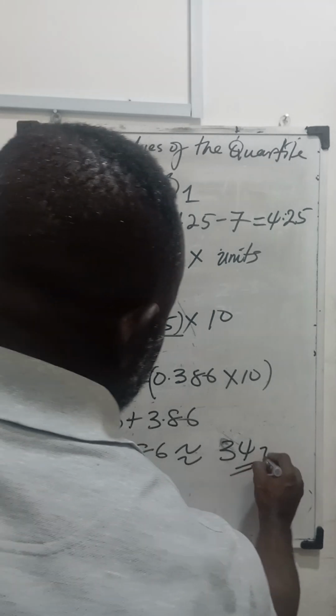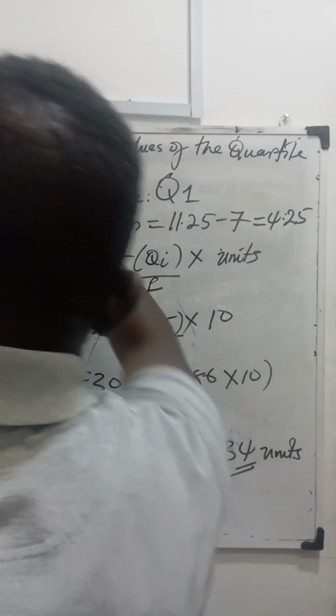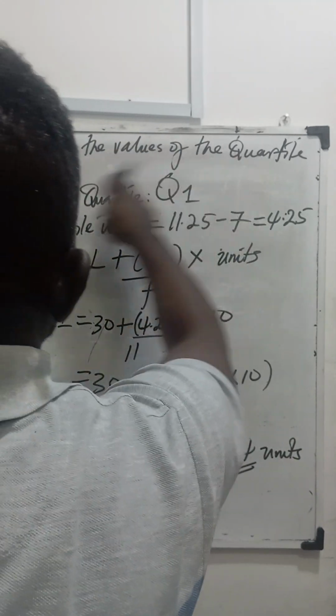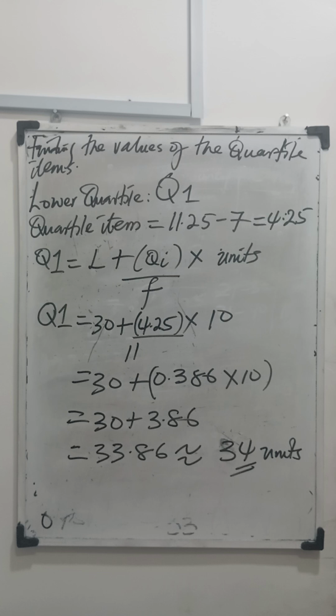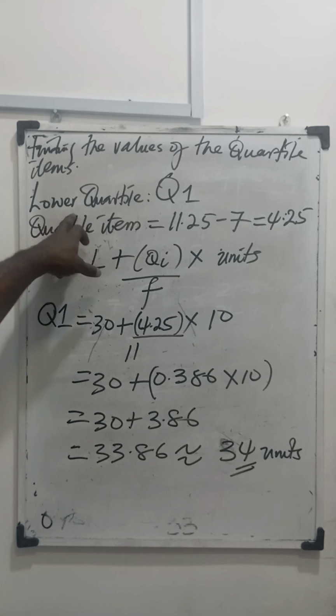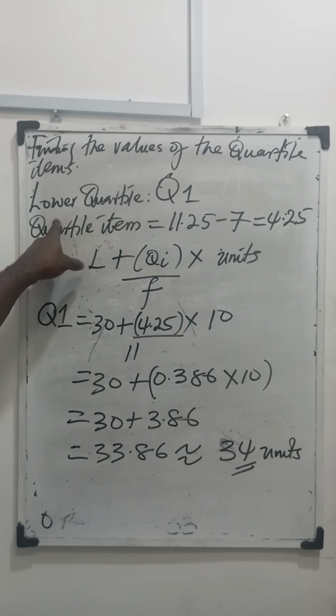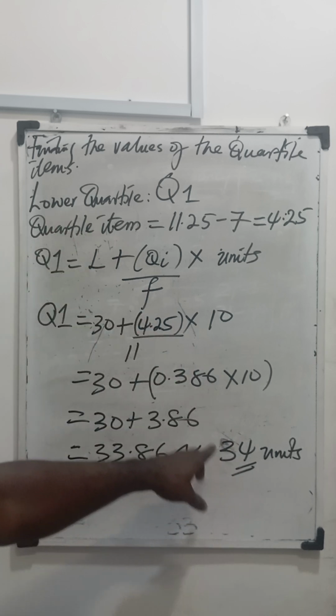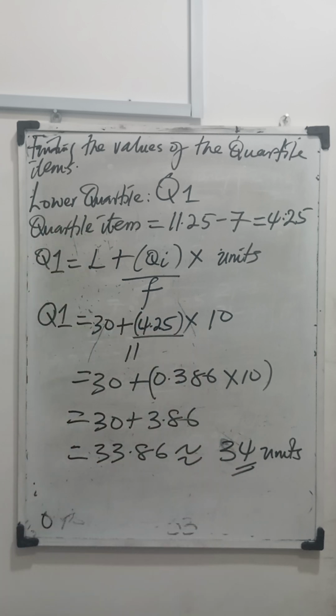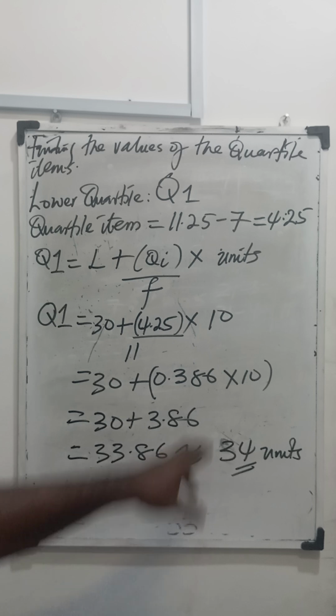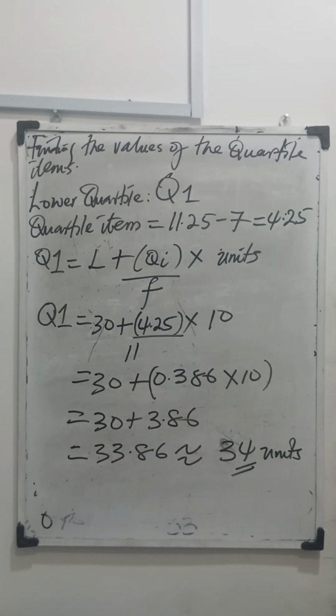So remember, we are finding the values of the quartile items. The value of the quartile item for the lower quartile is 34 units. Remember, it's the lower quartile. The value of the item for the lower quartile is what?